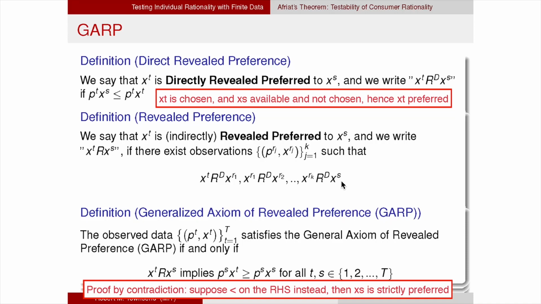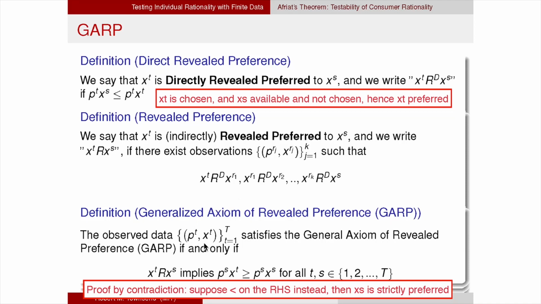Okay, so then we come to the generalized axiom of revealed preference, called GARP. So I don't know, there was a famous movie, The World According to Garp. I don't know if it was a Robin Williams movie. They didn't mean this.